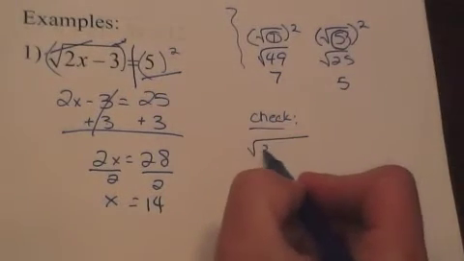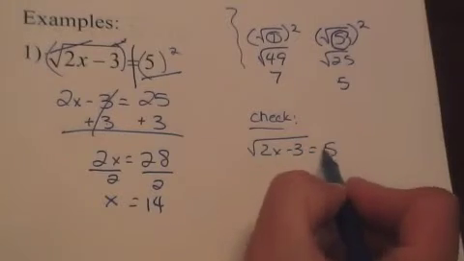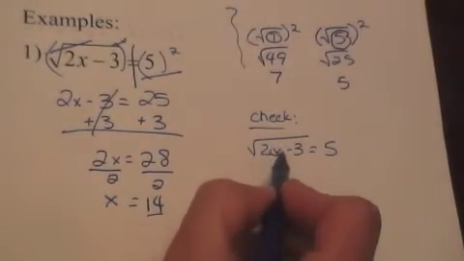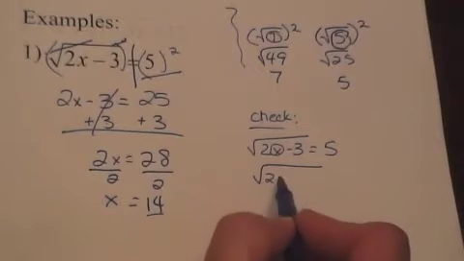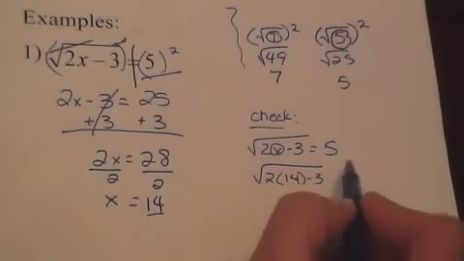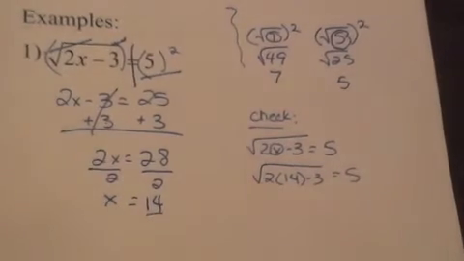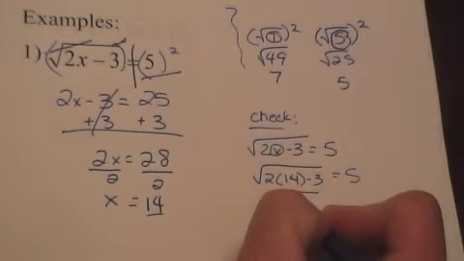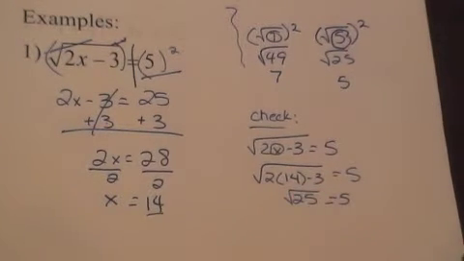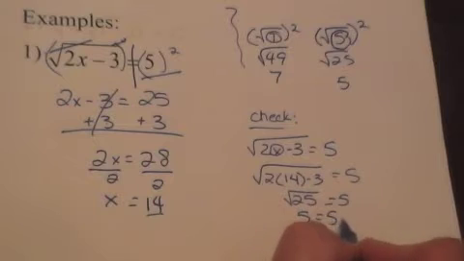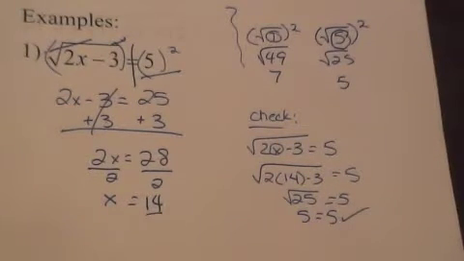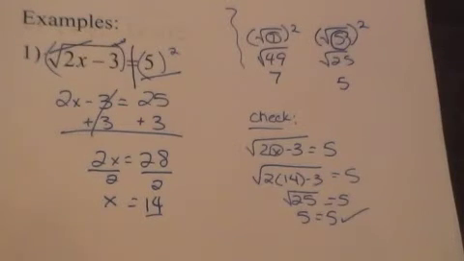Finally, you do have to check in the original. The square root of 2x minus 3 equals 5. Put the 14 in for x. This is basic, you could just put this in your calculator. 28 minus 3 is 25, so 5 equals 5, and that one works. That's the basic idea. You want to get rid of the radical, so you get it by itself and square it, getting rid of it, and then solving.